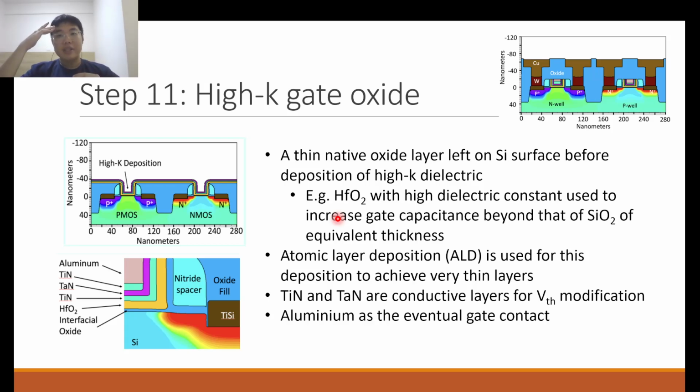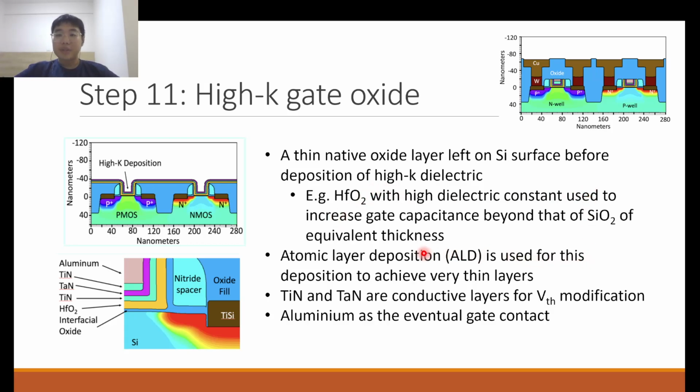So the solution is to use high K dielectric, which is basically dielectric materials with a much higher dielectric constant. So that means I can have a thicker layer, but yet still have very good, very high capacitance. One example that's commonly used in industry is hafnium dioxide, HfO2. This is widely known to be a very good high K dielectric for gate oxide material.